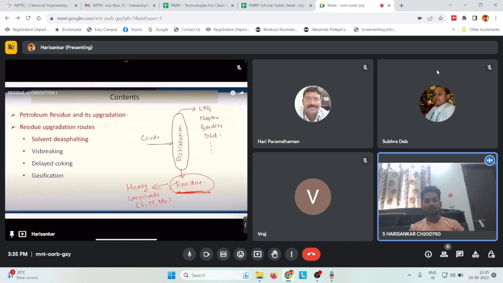So as I have shown here, let's say we have the crude oil. We first perform the atmospheric distillation, and whatever residue comes out here, we'll send it to another column called vacuum distillation.